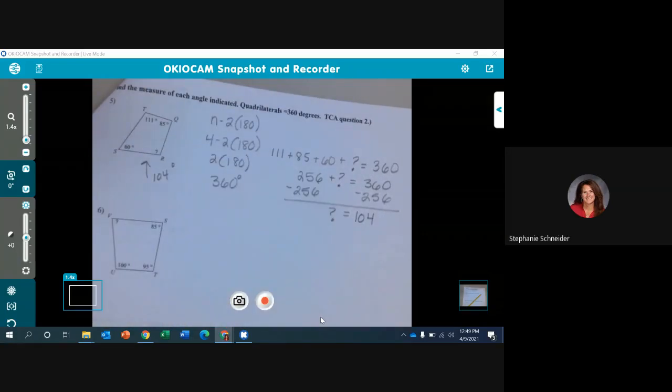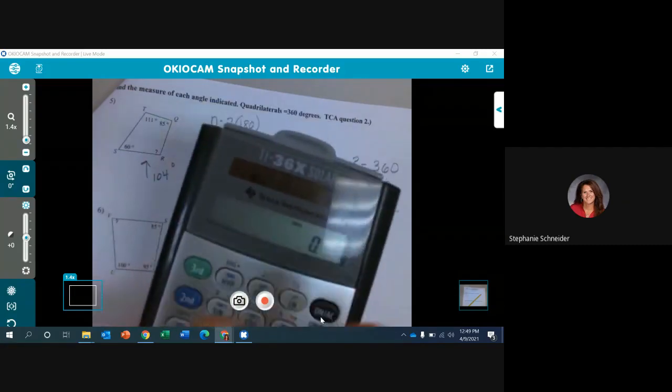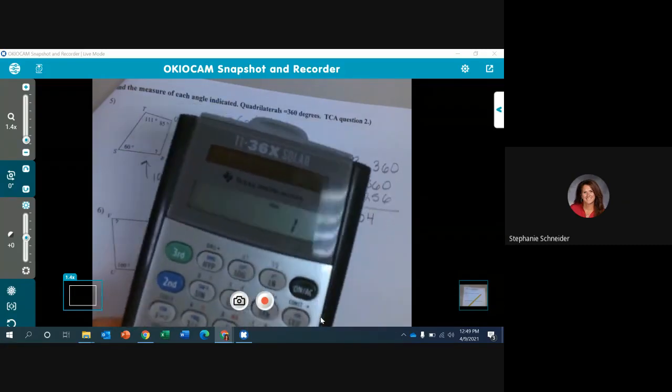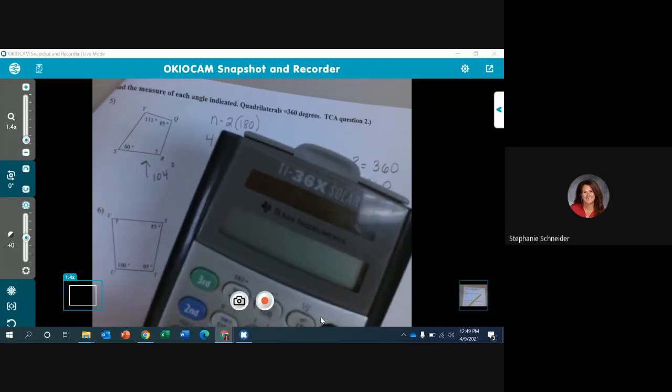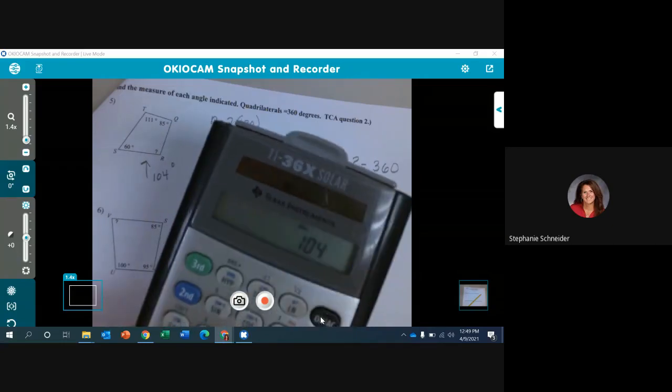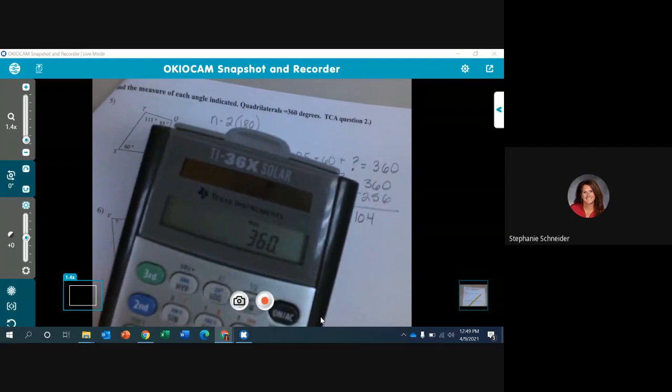Remember, you can always go back and check your work. So if we go ahead and do that, we're going to plug in all the angles. So we have 111 plus 85 plus 104 plus 60, and that equals 360 degrees.